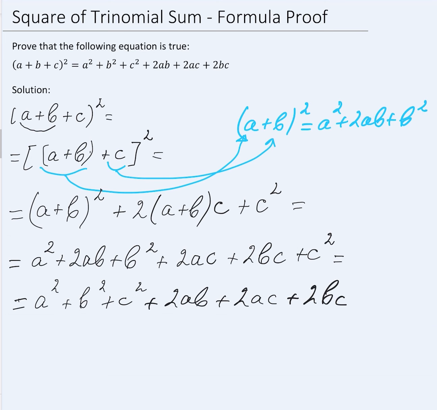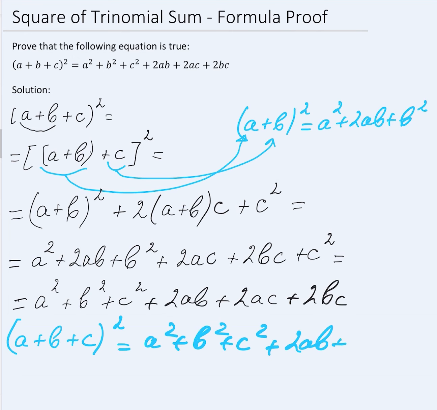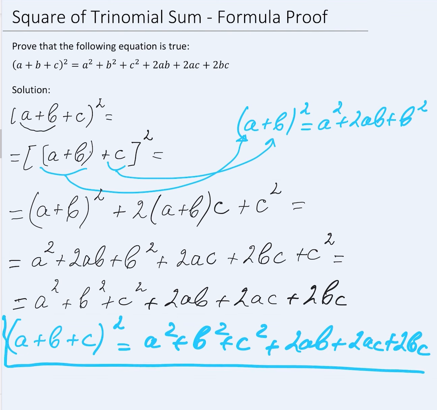is our final expression. In other words, so far we proved that (a + b + c)² equals a² + b² + c² + 2ab + 2ac + 2bc. This is another widely used formula in algebra, and it's helpful to be memorized.